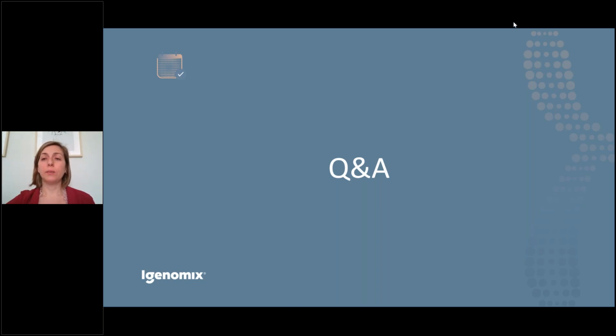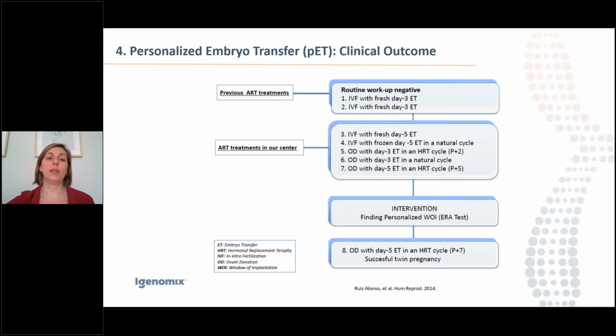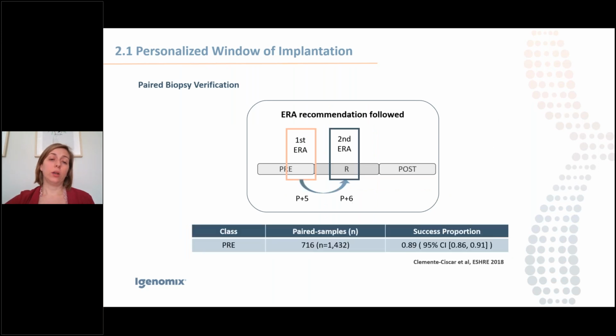Okay. Well, let me answer first the first question. I want to use one of the slides of the presentation to show why sometimes we need a second biopsy to validate the result. As I have shown you, when we obtain a pre-receptive result needing just one more day with progesterone, this is when the biopsy is collected at P+5, and the recommendation is that the patient is going to reach receptivity at P+6, just one day later, we see that 89% of patients reach receptivity after following this recommendation. So in these cases, a second biopsy is not needed.